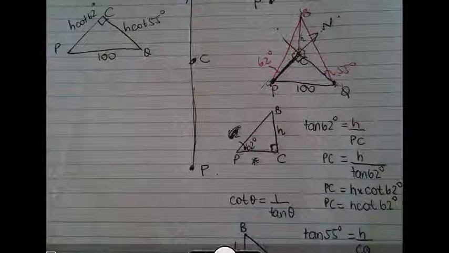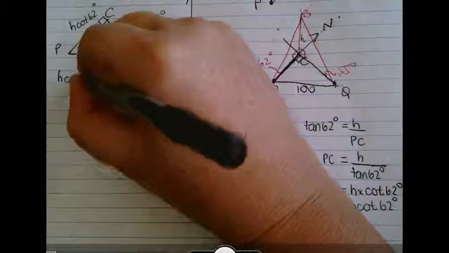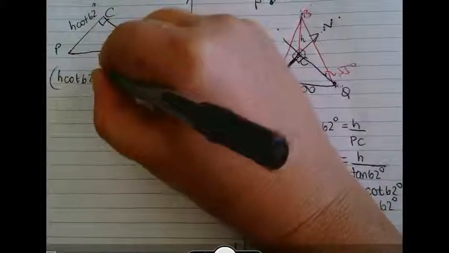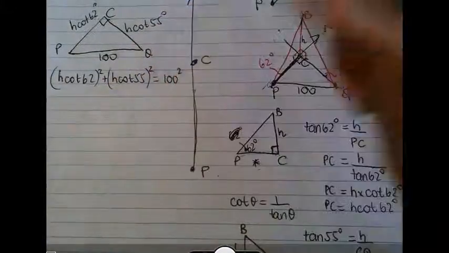It's not trig. What else can you do with a right angle triangle? Okay. Now, ready? What squared plus what squared is what squared? Good. H cot 62 squared plus H cot 55 in brackets squared is 100 squared.